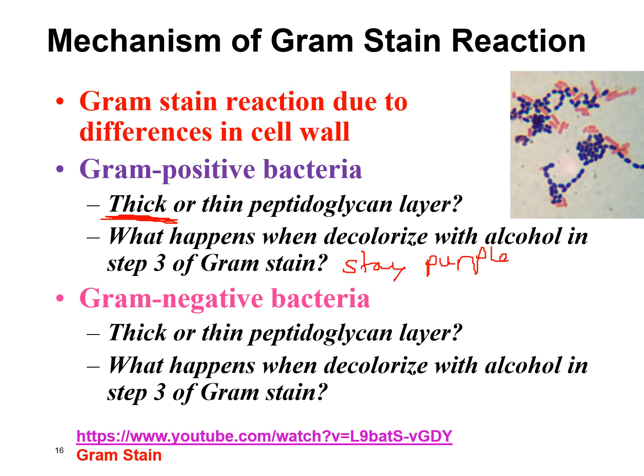But the gram-negative bacteria are different because they have a thin peptidoglycan cell wall. And so when you put the alcohol in them to decolorize, because the cell wall is so thin, the crystal violet just gets washed away. And so then they turn clear. And so then when you add the safranin in step 4, that red dye, then they will stain red to pink after that.